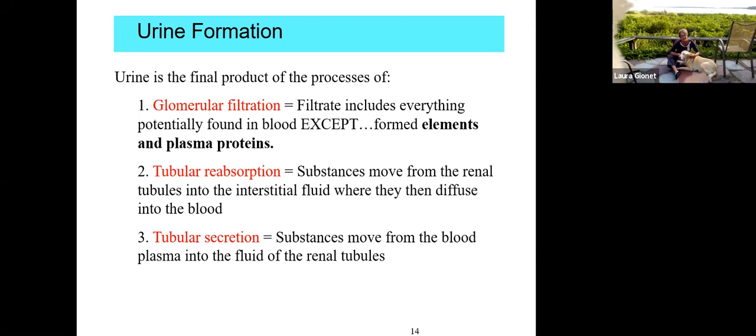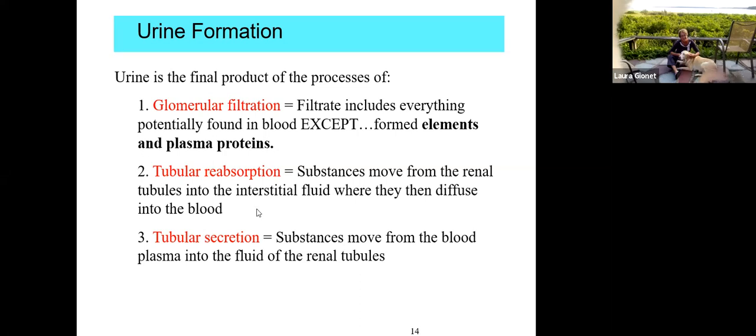Not all the water is going to get through either. Some of the water and fluids, plasma, is going to stay in the cardiovascular system. But things that should never get through the filter are your formed elements, red blood cells, white blood cells, platelets, and plasma proteins like albumin. If they are found in urine later, abnormally, then you know something's not right.